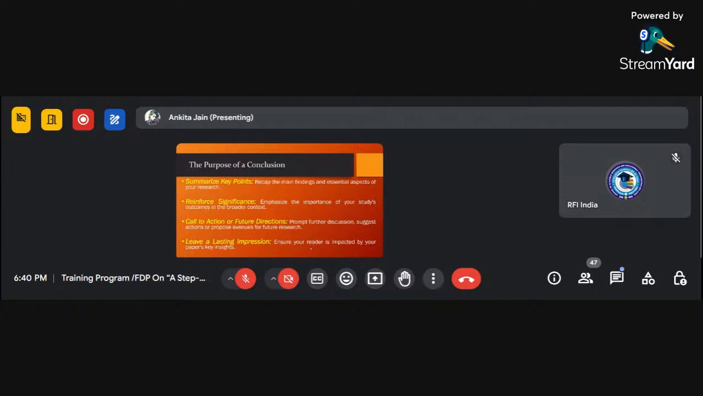Then reinforce the significance, the importance of this study; you should emphasize the significance of this study. Call to action or future directions, as I have told you. You can prompt further discussion, you can suggest actions or propose avenues for future research. We are talking about suggestions and recommendations for the future research scope. Then the last one is leaving a lasting impression.